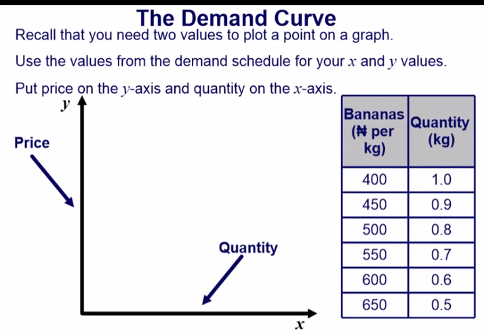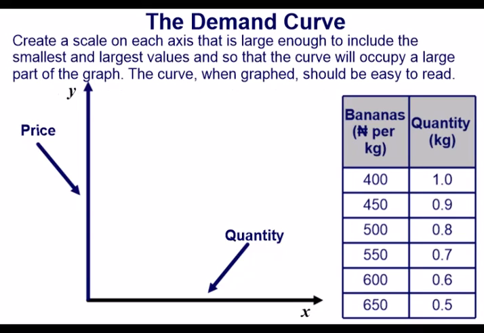Discuss. Recall that you need two values to plot a point on a graph. Use the values from the demand schedule for your x and y values. Put the price on the y-axis and the quantity on the x-axis. Create a scale on each axis that is large enough to include the smallest and largest values, and so that the curve will occupy a large part of the graph.